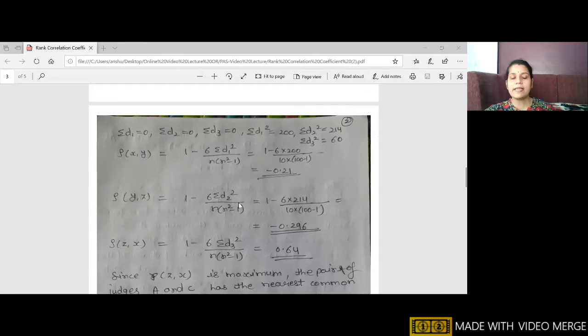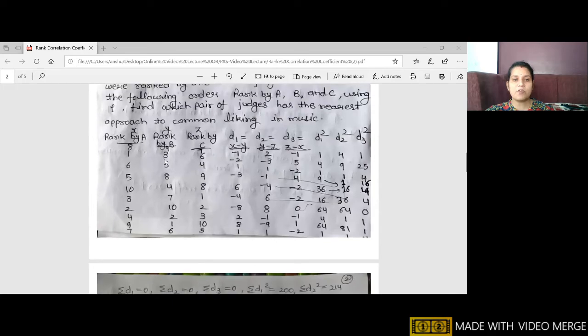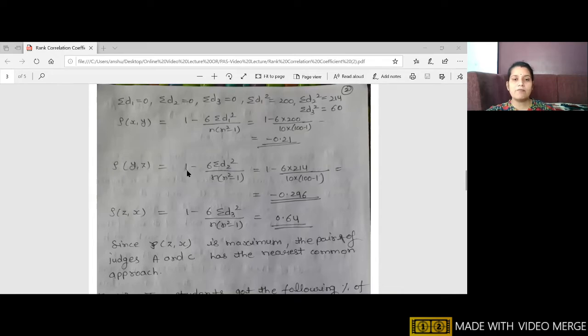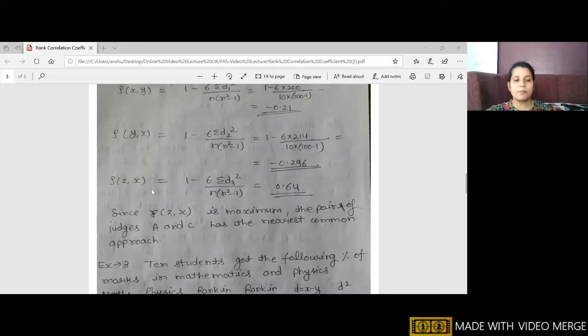0.21. Our next value is the rank correlation of Y and Z. Y and Z mean rank by B and rank by C. So here we write the formula again, 1 minus 6 summation D2 square divided by n into n square minus 1. Putting in summation D2 square, which is 214, we write 214 divided by 10 into 100 minus 1. So we get the value of minus 0.296.